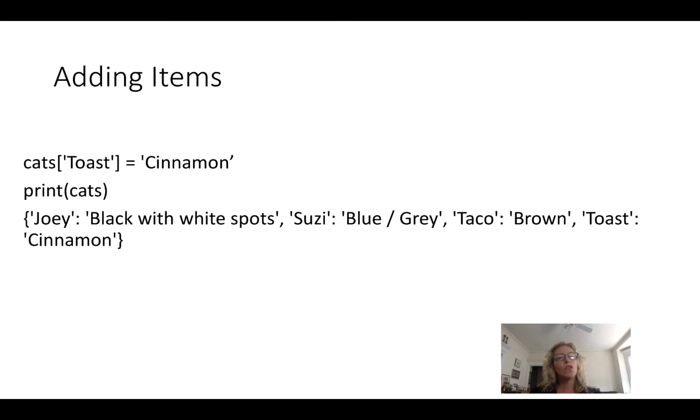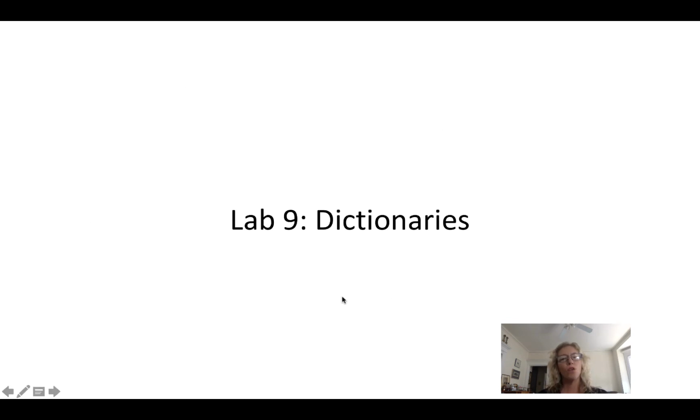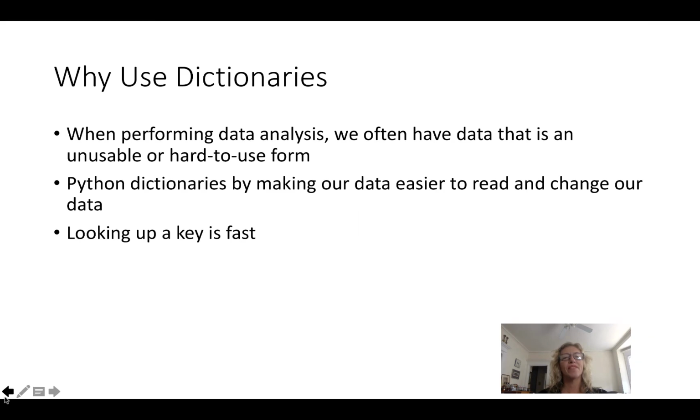You can add items to the dictionary by doing this. I've got cats, that's my dictionary, and then I'm using straight brackets, and I'm adding this key with cinnamon, which is the value. If I run this line and print cats, you can see that toast has been added to the dictionary. So this is how you add items to dictionaries.